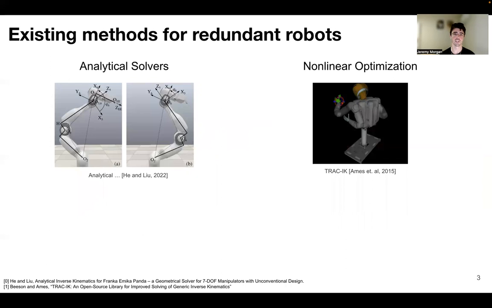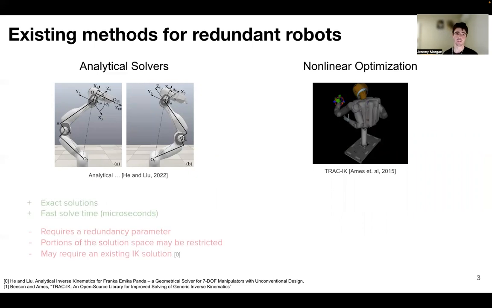Current solutions can be broadly classified into two groups, those that analytically solve the problem and those that perform a nonlinear optimization. Analytical solvers work by analyzing the robot's geometry in order to find analytic expressions that can be solved to yield IK solutions. The benefit of these methods is that you get an exact solution very quickly, for example, within microseconds. However, the downsides are that a redundancy parameter needs to be set, that portions of the solution set may be unavailable due to the use of predefined values that are used to handle the case of infinite solutions, and that certain solvers require an existing solution.